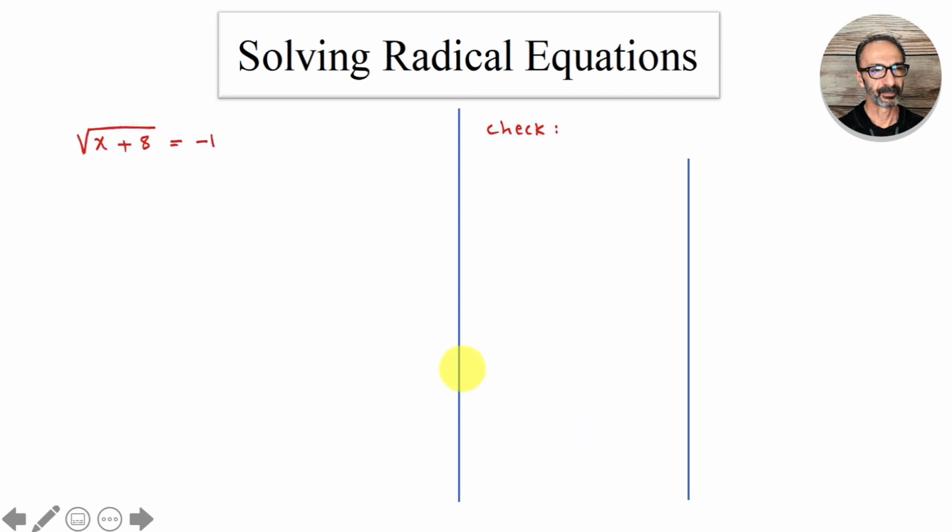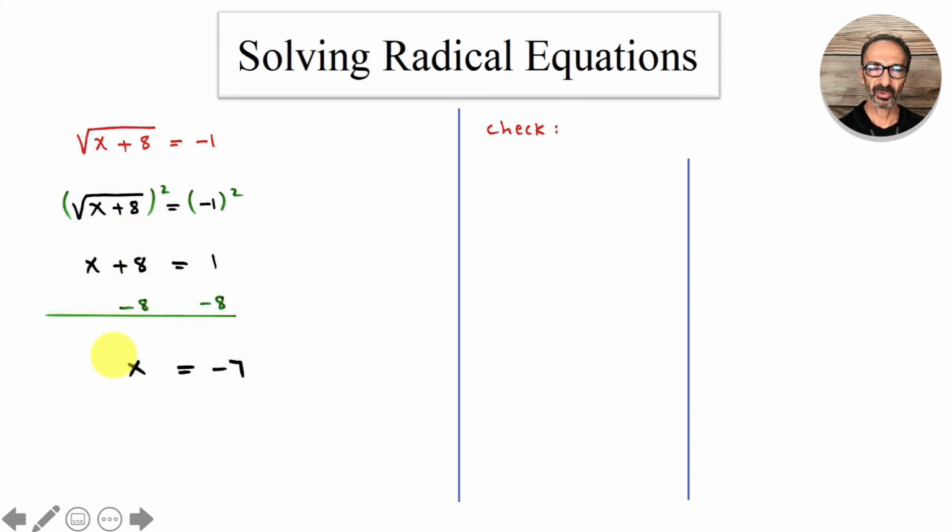One more. Square root of x plus 8 equals -1. We're going to square both sides. -1 to the second is 1. X plus 8, the square root will cancel. Subtract 8 from both sides. I get x equals -7.